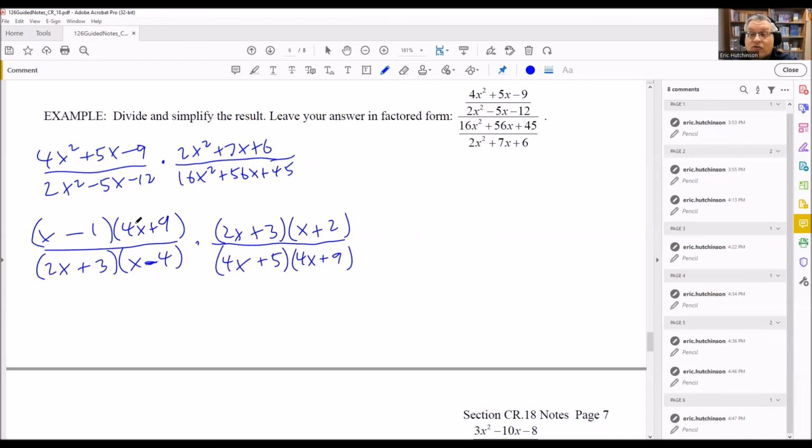Okay, so now we're going to cancel. 4x plus 9 cancels. 2x plus 3 cancels. Nothing else cancels. So we're left with x minus 1 on top, x plus 2. And the bottom, we have x minus 4 and 4x plus 5. And so that would be the answer.